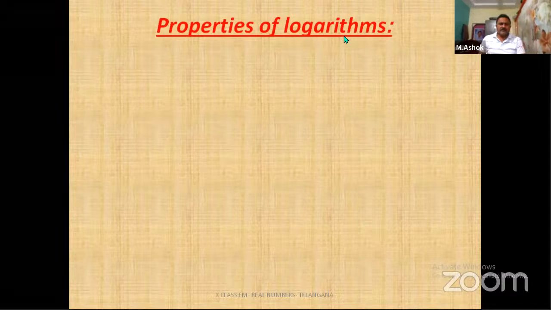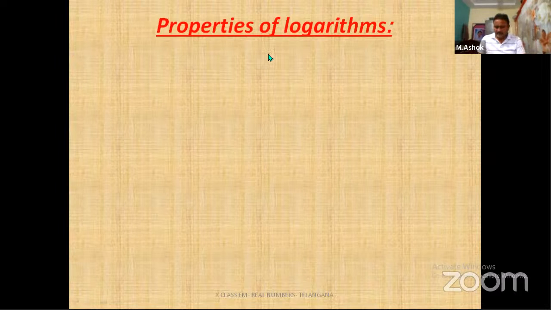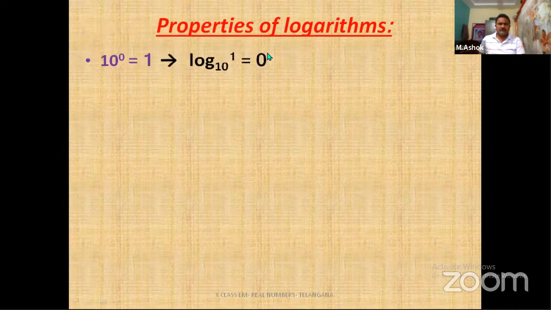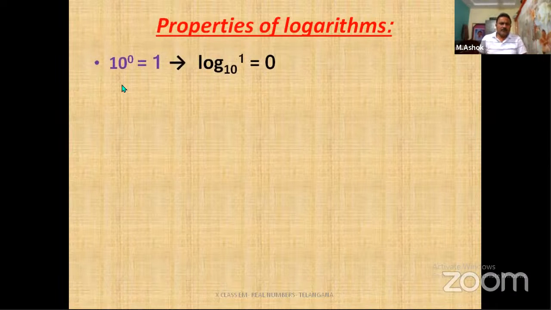Now look at properties of logarithms. So different properties are there. We will see one by one. Look at the first one. Actually, we know the power of any number, 10 to the power of 0, means any number to the power of 0 gives 1. Any number to the power of 0 is equal to 1. So it is exponential form. So write its logarithmic form, that is log 1 base 10.